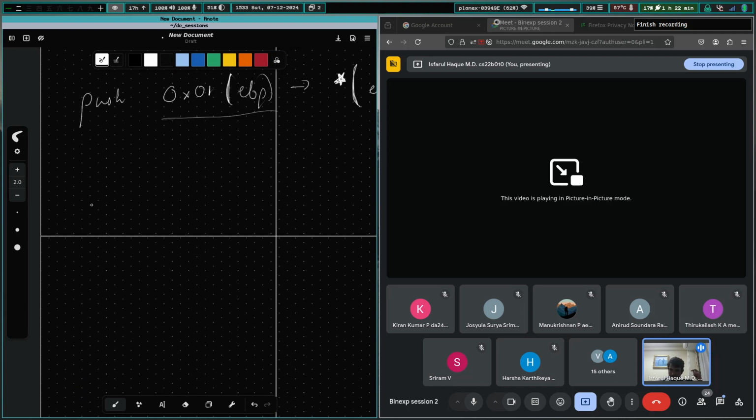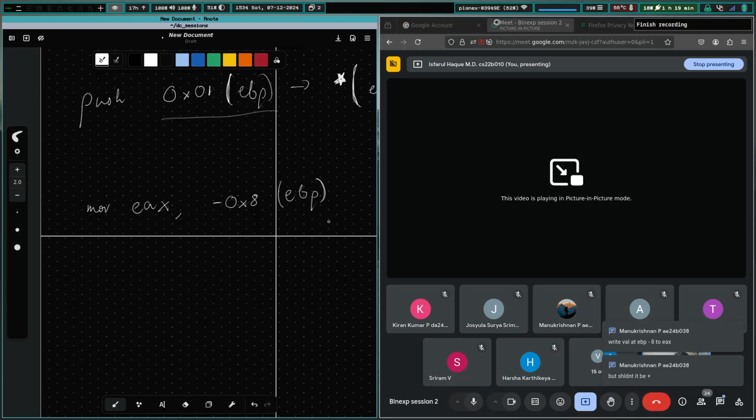So if you do move RAX, EAX to minus 0x8 EBP, what does this mean? Write the value at EBP minus 8 to the other way. Why plus?